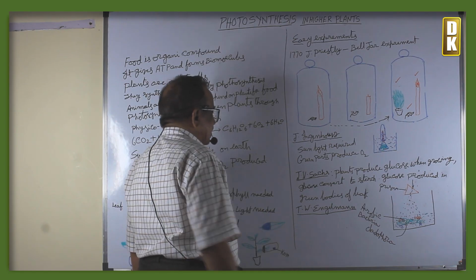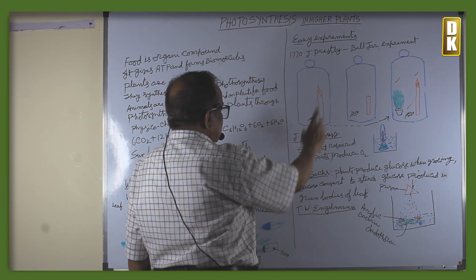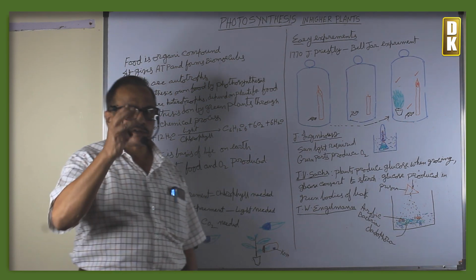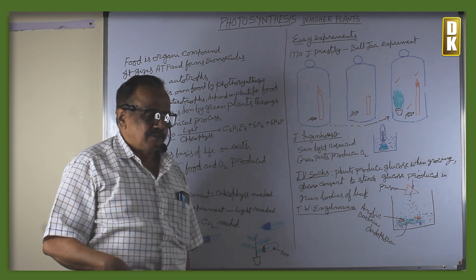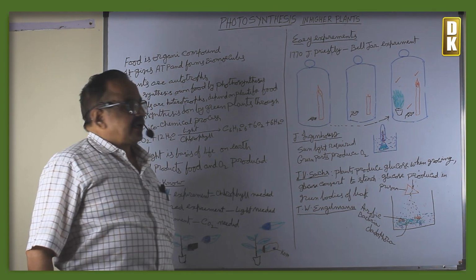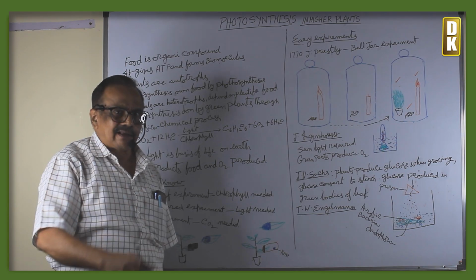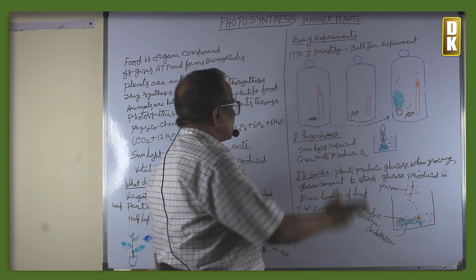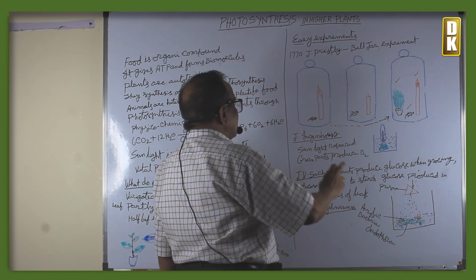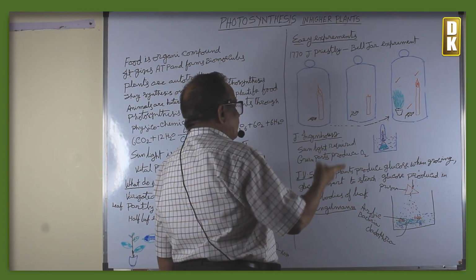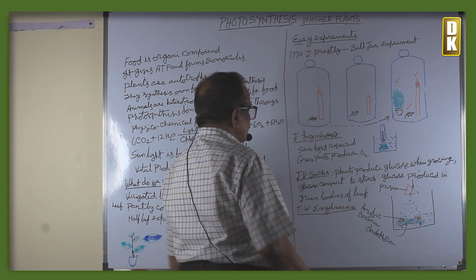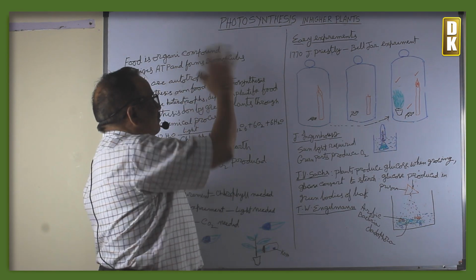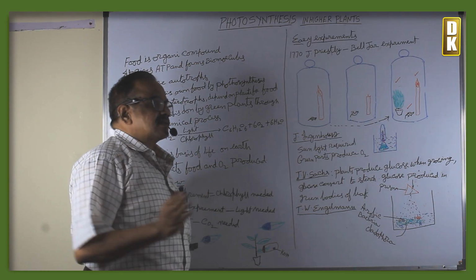Next, one more experiment by John Ingenhousz. This is also most important. He showed three conclusions that are important. Some people ignore this, but the textbook has written it clearly, so read it properly. That is, sunlight is required. In 1770 Priestley did this experiment and published it. By reading that, John Ingenhousz conducted the same experiment that Priestley had conducted, but he did something additional.